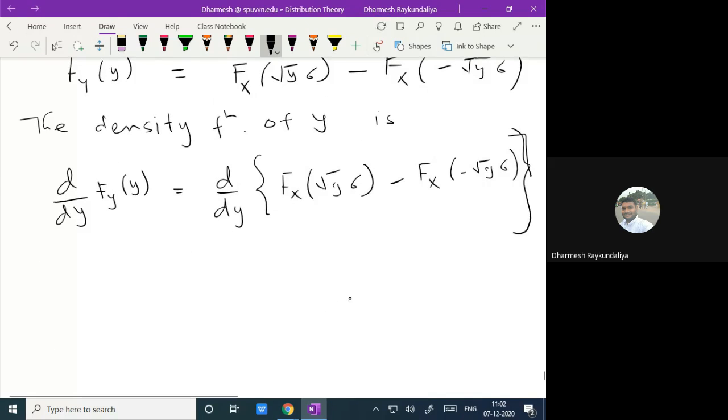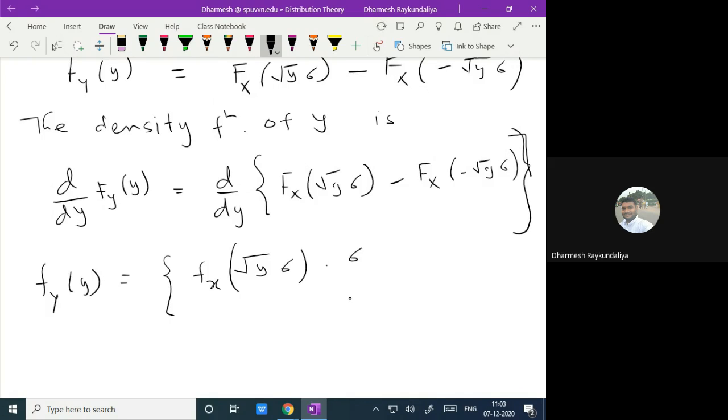Okay, so this is nothing but f_Y(y), it is a density. And what is the derivative of f_X(root y sigma)? It is f_X(root y sigma), and what is the derivative of root y sigma? Sigma is a constant and the derivative of root y is 1 upon 2 root y. So it is sigma upon 2 root y.